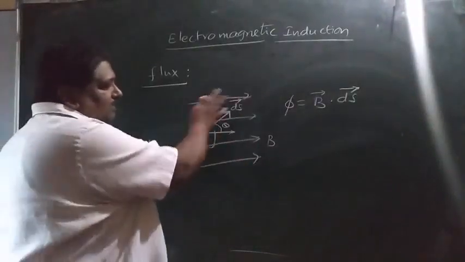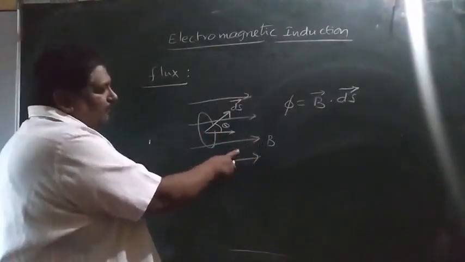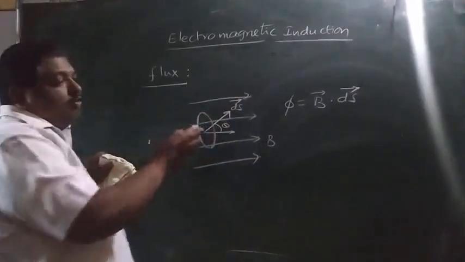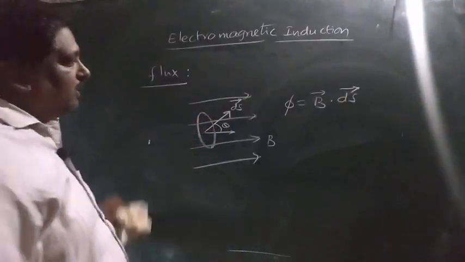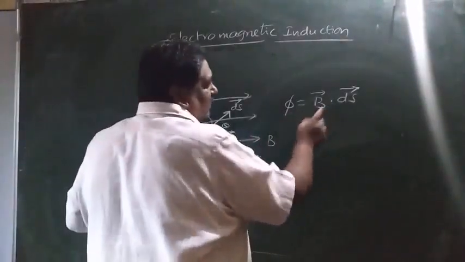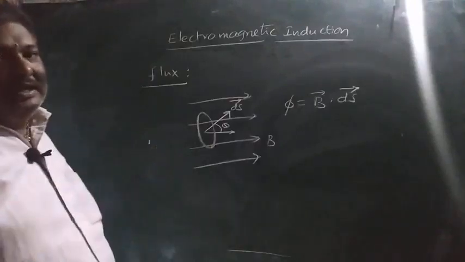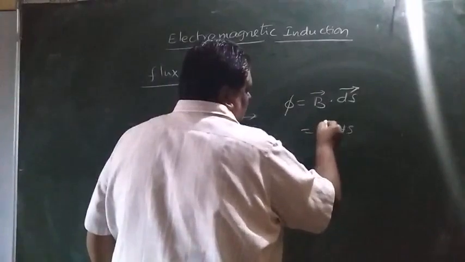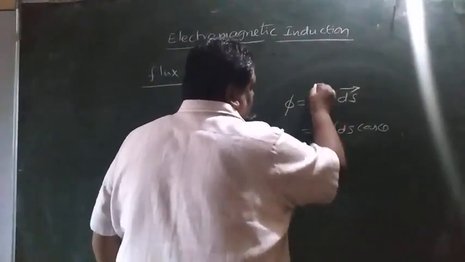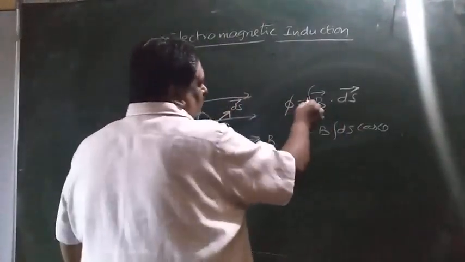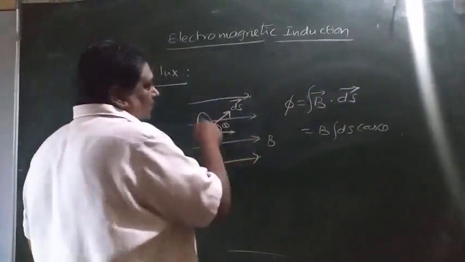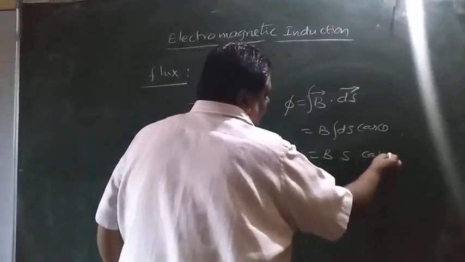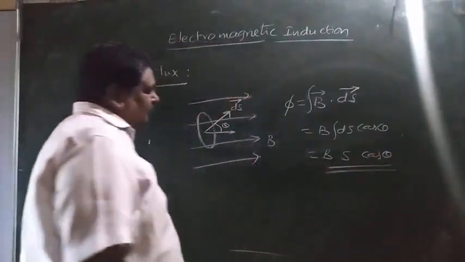Therefore, here in this region, this is the magnetic field. Here is some area vector. Through this area vector, how much flux is passing? That is called phi. Phi is the dot product of B and ds. So this is equal to B ds cos theta, integrated in total. So it is equal to B into the surface area, that is area into cos theta.